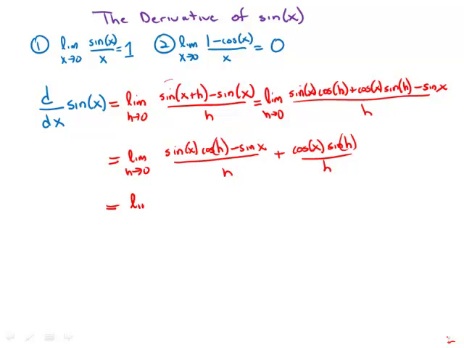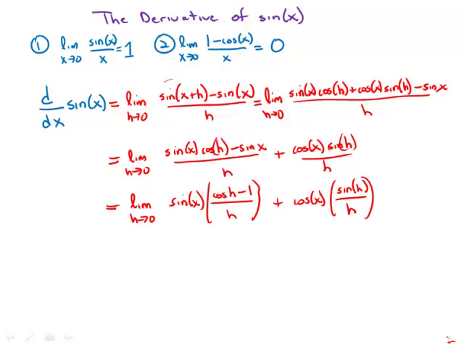In the first one, we're going to factor out a sine x, and what we're left with is cosine h minus 1 over h. In the second one, we're going to factor out a cosine x, and we're going to be left with a sine h over h. And this is, of course, why we needed these special trig limits.